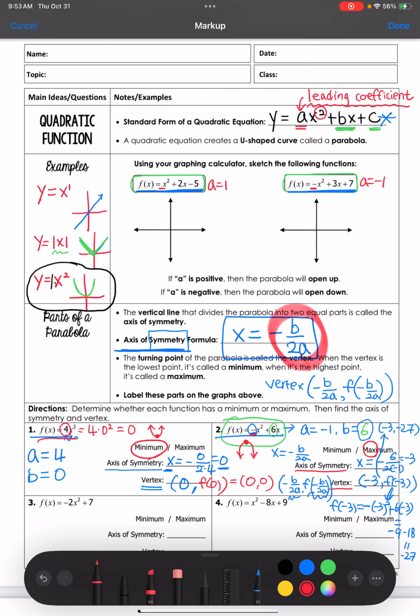Okay, so numbers 3 and 4 are your job to complete. So now you need to complete number 3 and 4, and you have to bring it back to me next class so that I can check your work.